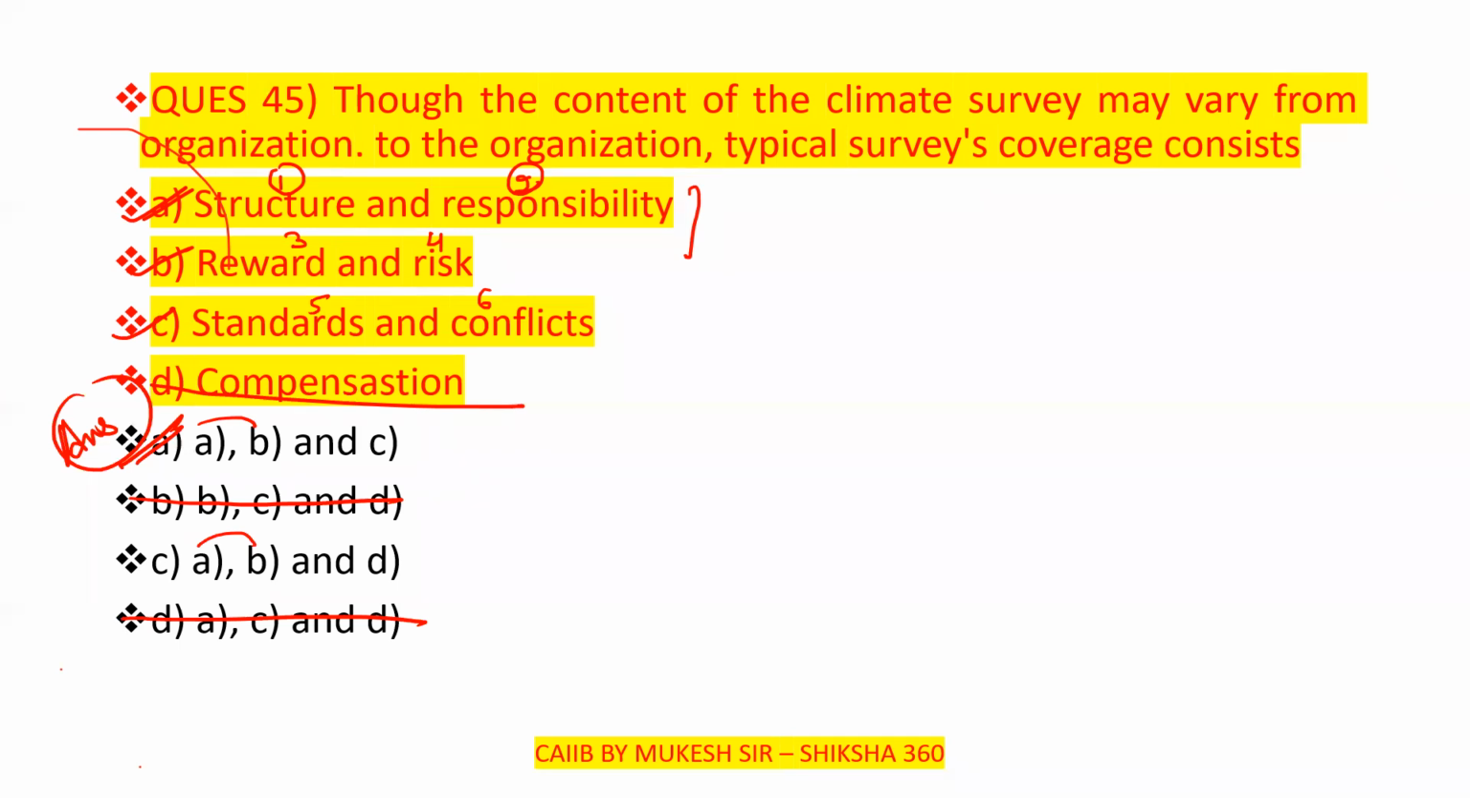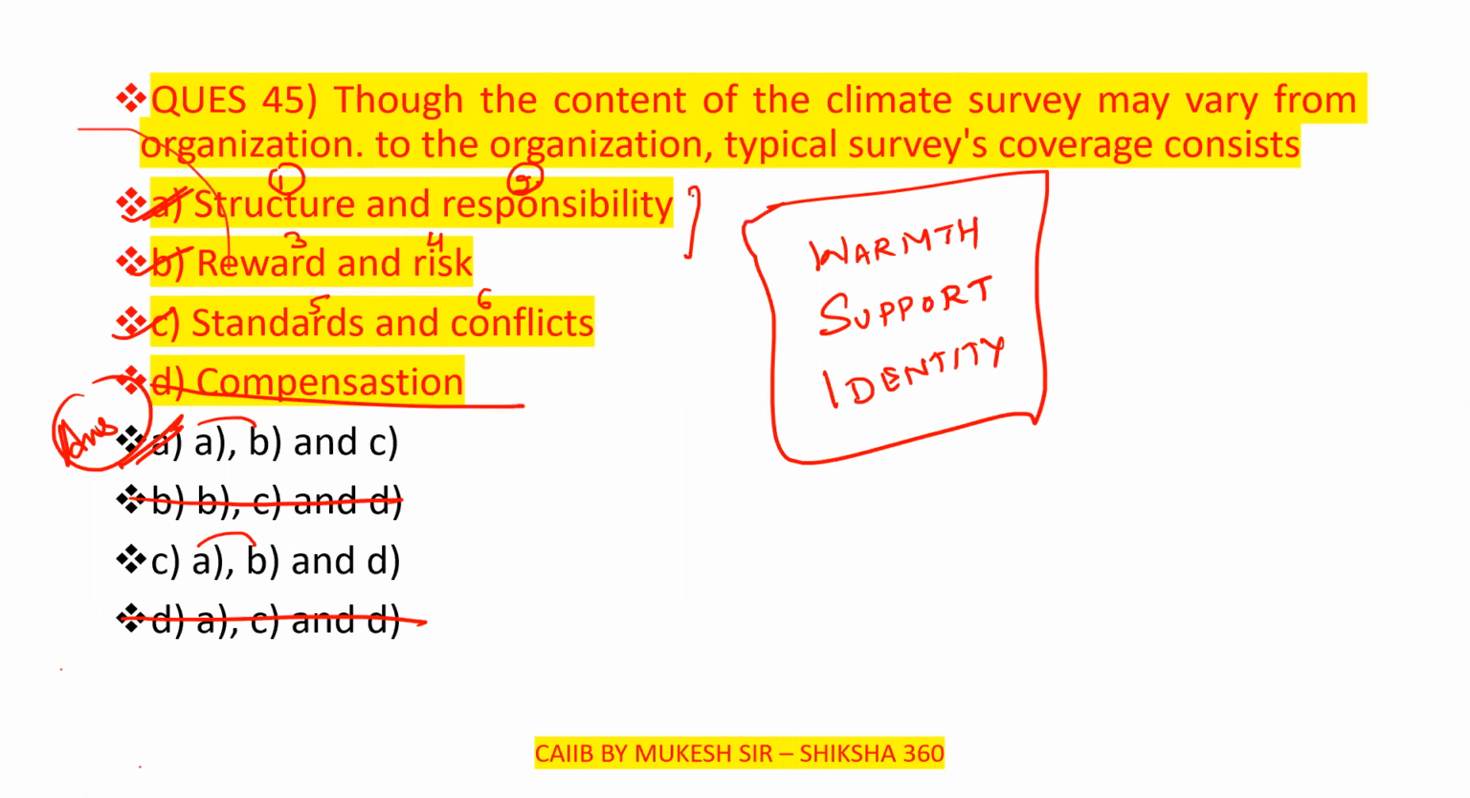Next, which three are left? First one is warmth, support, and the last one is identity. Warmth, support, and identity. Clear?